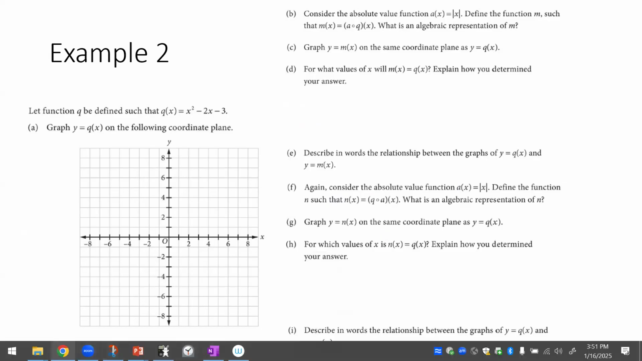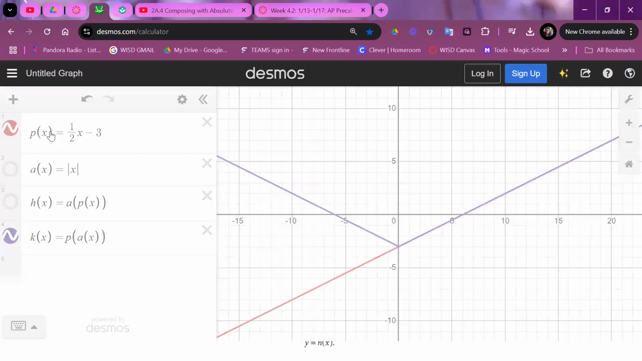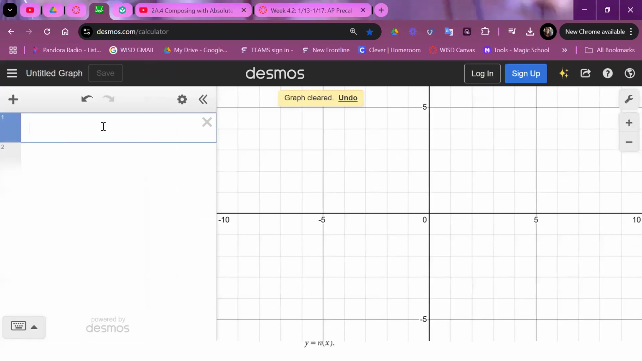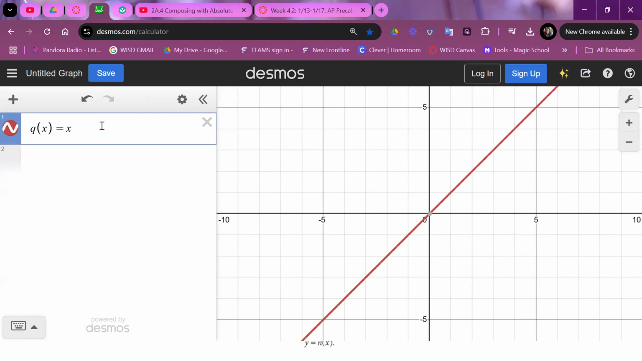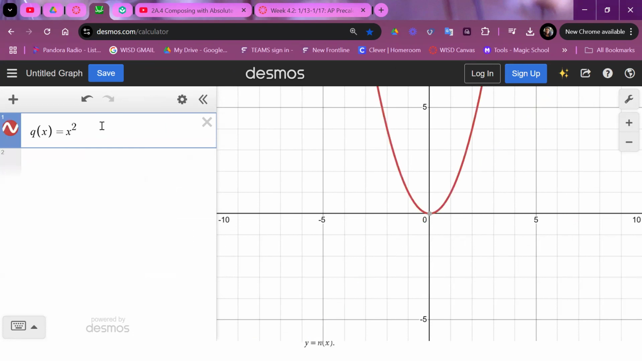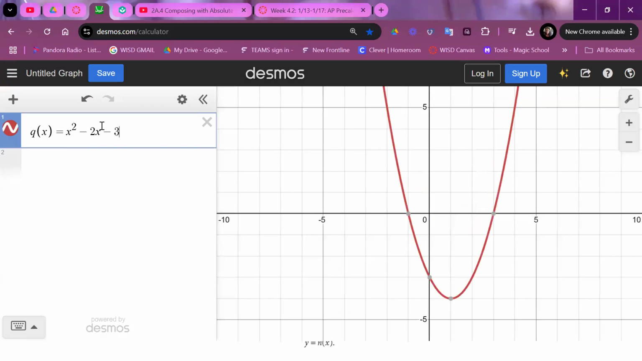So I'm going to go to my Desmos. I'm going to start a new graph, and my first function is called what? Was it q? Is it q of x? Q of x equals x squared plus 3x or minus 3x? Minus 2x minus 3. I knew there was a 3 in there somewhere.